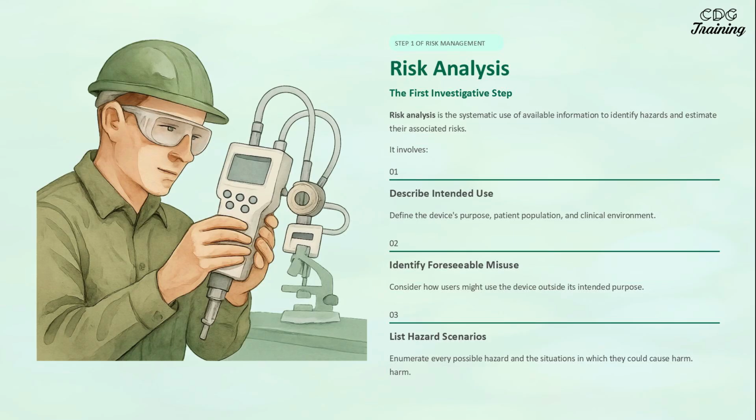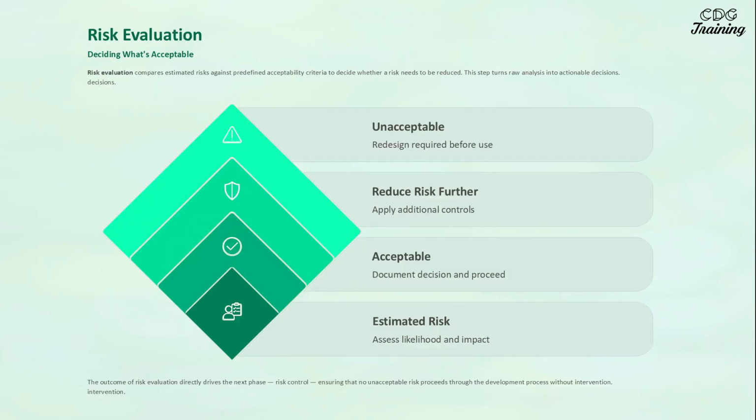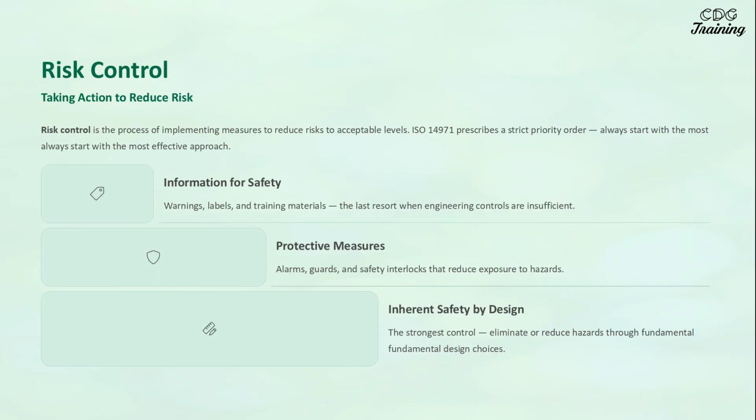It involves describing intended use, identifying foreseeable misuse, and listing hazard scenarios. Risk evaluation compares estimated risk against predefined acceptability criteria to decide whether action is needed. This step turns raw analysis into actionable decisions. Risk control is the process of implementing measures to reduce risks to acceptable levels.